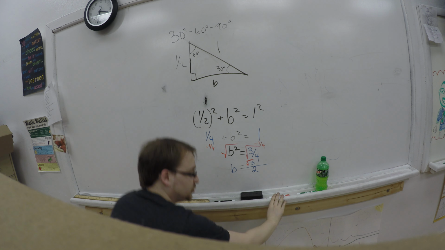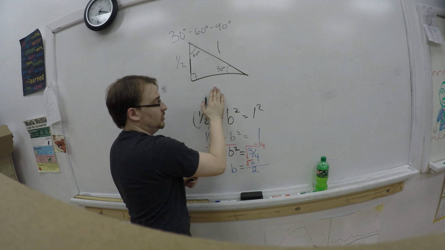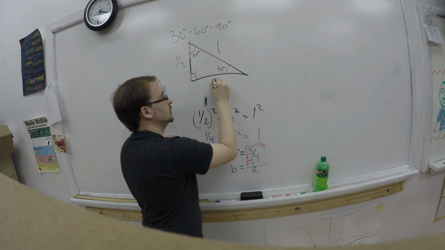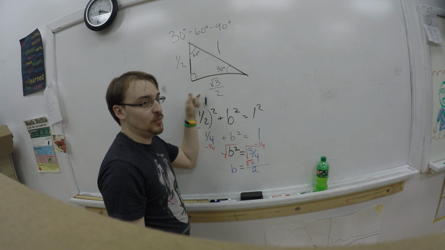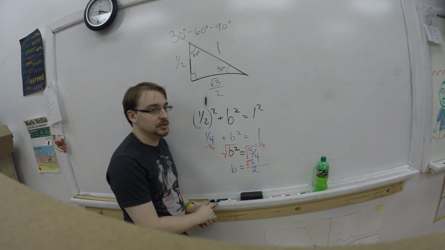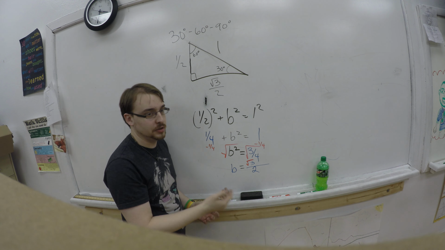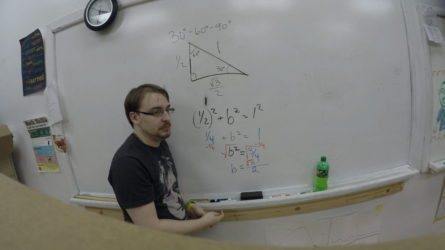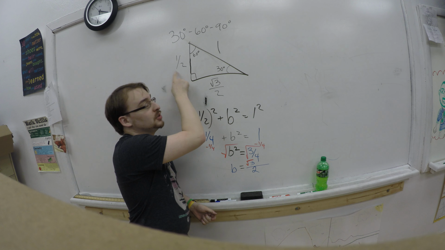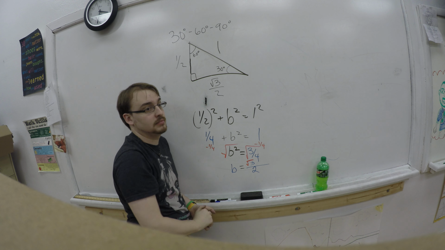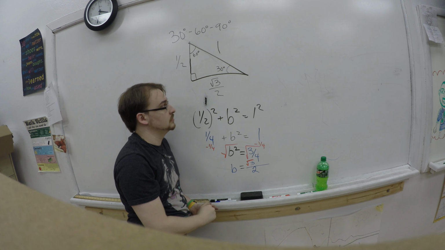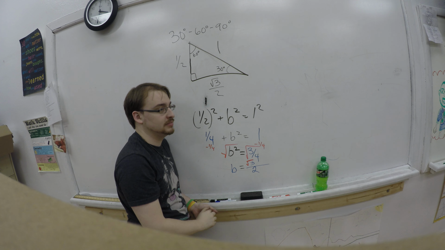You could memorize root 3 over 2 when the hypotenuse is 1, or you could figure it out if you ever forget. I've done this so much that I accidentally memorized root 3 over 2, because I've got to do it for trig, I've got to do it for you guys. But you don't have to. You could memorize this one. That's a lot easier to memorize. 30 is half when the hypotenuse is 1. This one, weird, okay?